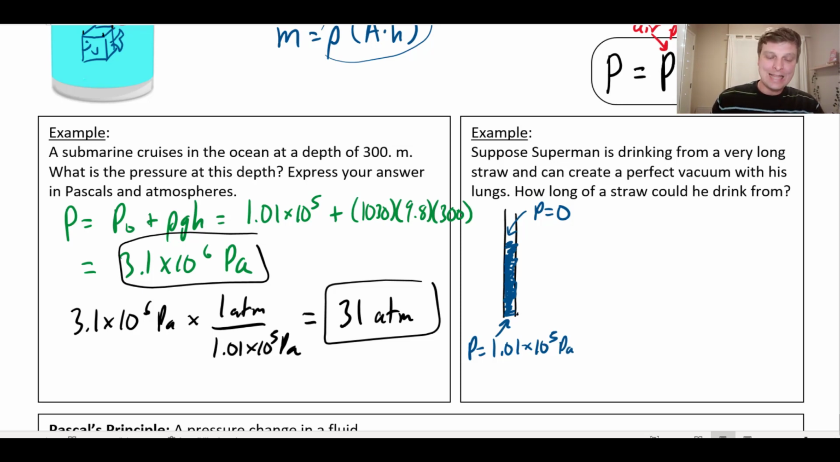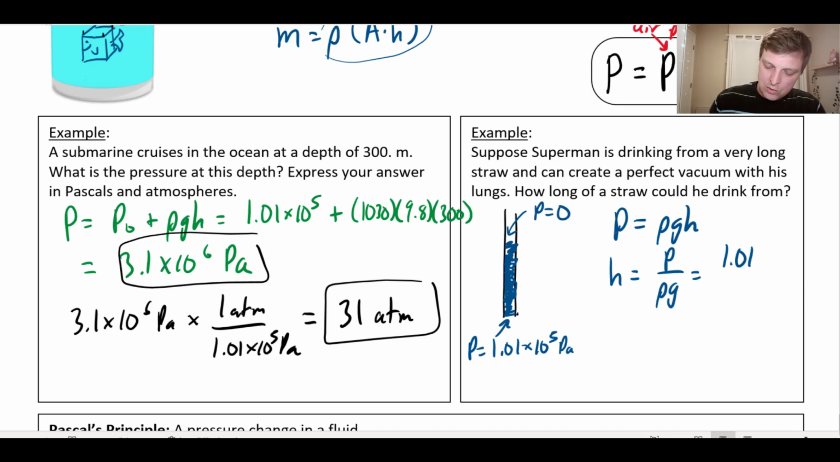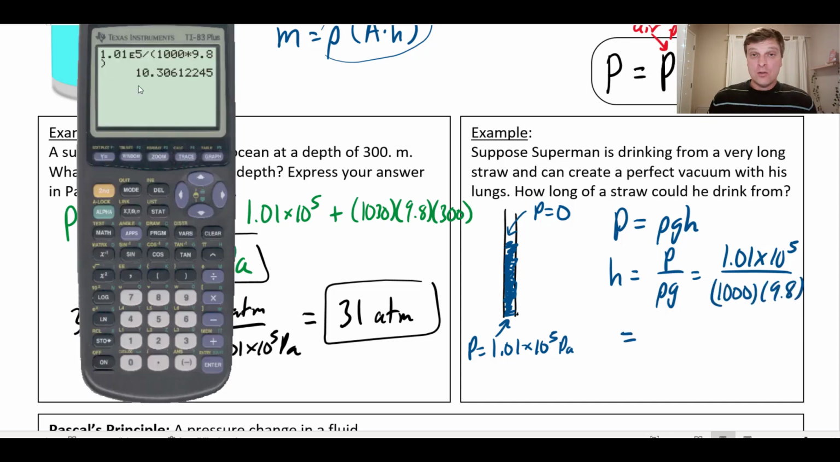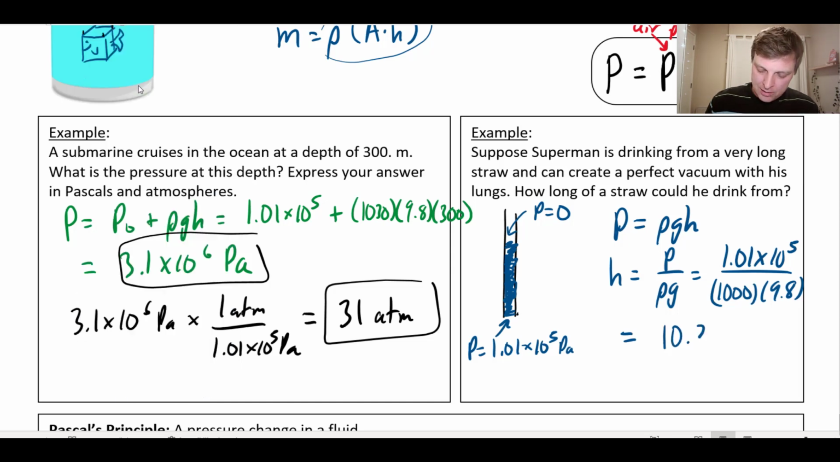So, in order to find the height that it could rise up, the pressure difference would have to be equal to rho g h, and that's our pressure that we saw before. So I'm going to assume that Superman is drinking water because he likes to stay fit. In this case, the height that he could drink from would be the pressure divided by rho g, which is 1.01 times 10 to the 5 pascals divided by 1,000 times 9.8. Okay, so this ends up being about 10.3 meters, which, if we're being honest, is a very, very long straw, but still not infinitely long. There is a limit even for Superman.